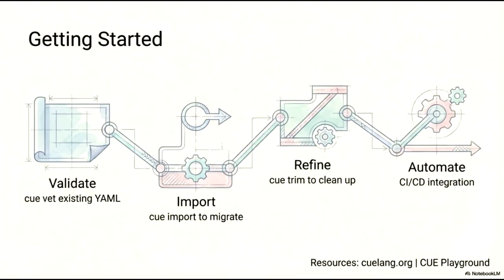Once imported, we move to the refine stage. By applying Q trim, you can automatically remove redundancies and boilerplate, resulting in a cleaner and more efficient codebase. The final objective is to automate. By integrating Q into your CI/CD pipelines, you ensure continuous validation and streamline your deployment workflows.